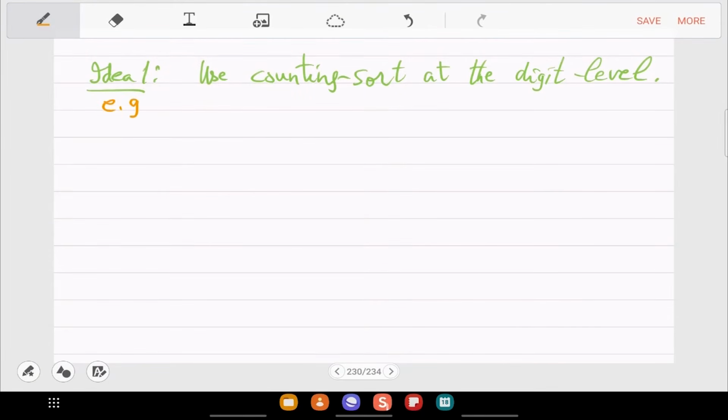So we will do counting sort at the digit level. That is why we developed counting sort carefully as a stable algorithm. So what we will do is the following. Your array A is given as this. These are the numbers.